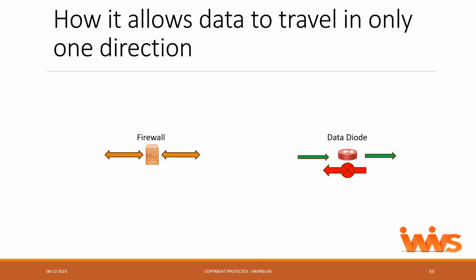So what's the difference? How do you differentiate between a firewall and this? A firewall is bidirectional. The data will go here as well as come back here, so both ways it will work. Data will go this way as well as that way, depending on what the request is.